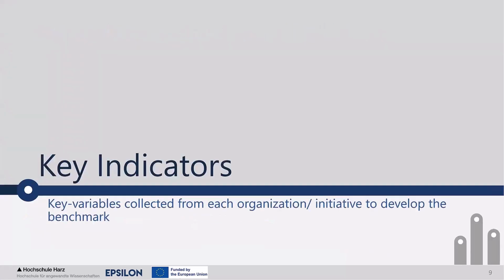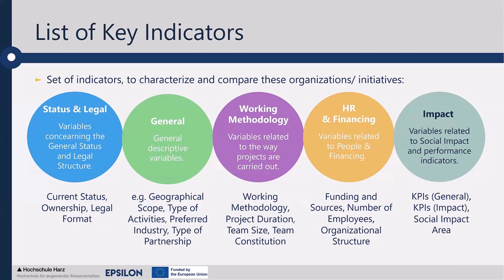So let's go to the key variables that we were able to collect from each organization and initiative in order to provide a benchmark, some metrics or some common factors that are relevant to all of these organizations that we were able to spot. These are the 5 key indicators that helped us to characterize and compare these existing organizations. These 5 indicators are status and legal, general, working methodology, HR and financing, and the impact.